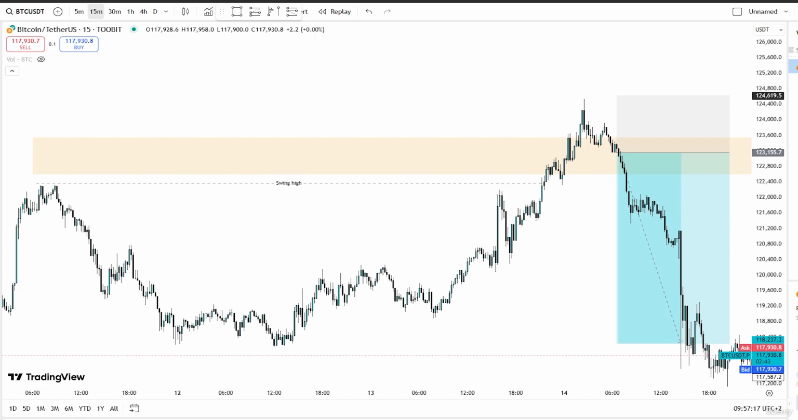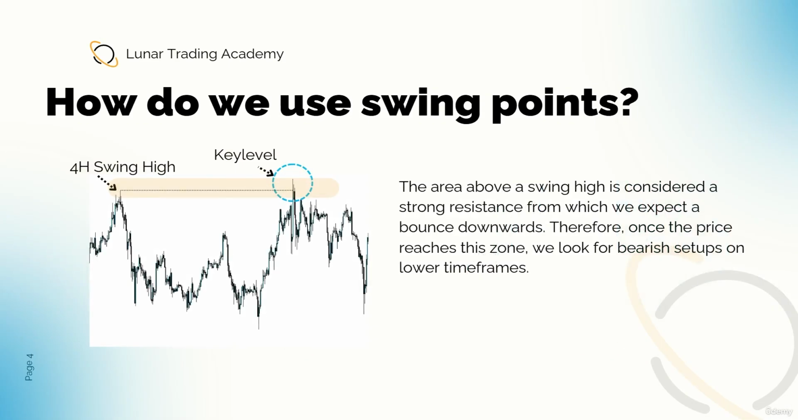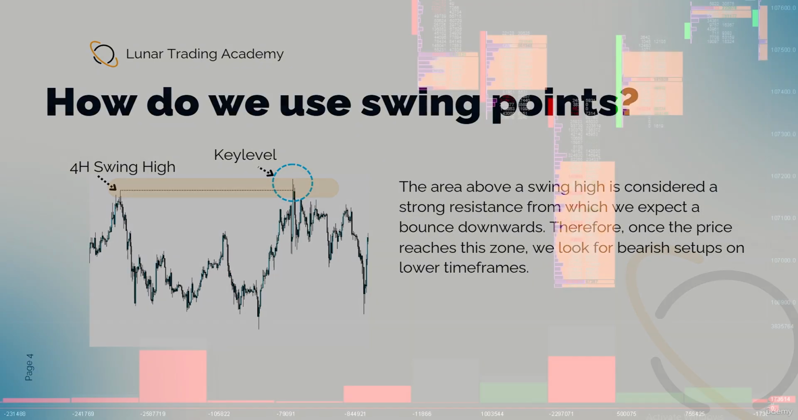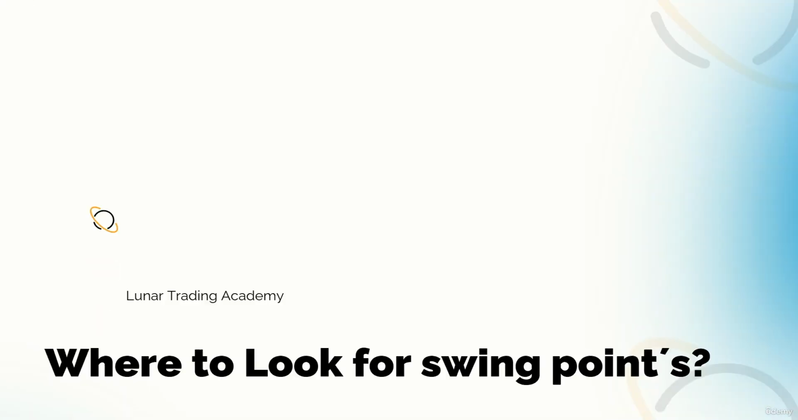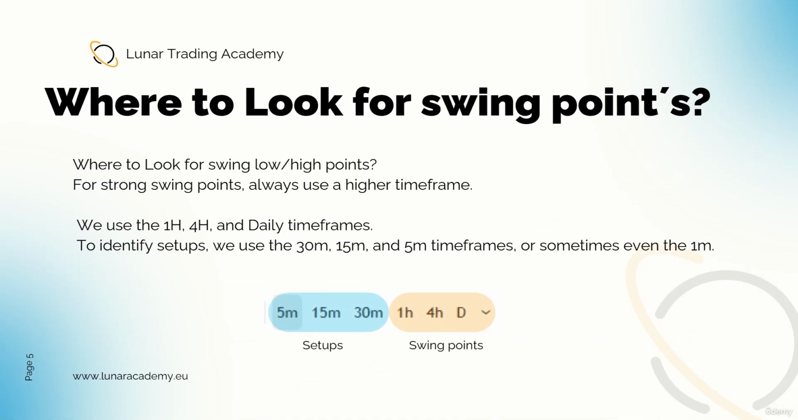It's important to keep in mind that the chance of price reversing above or below these points is 50%. So we don't trade these zones blindly. We always wait to see how market participants behave on lower timeframes. And that's where order flow comes in. Same rule as with the other key levels. Where to look for great swing points.